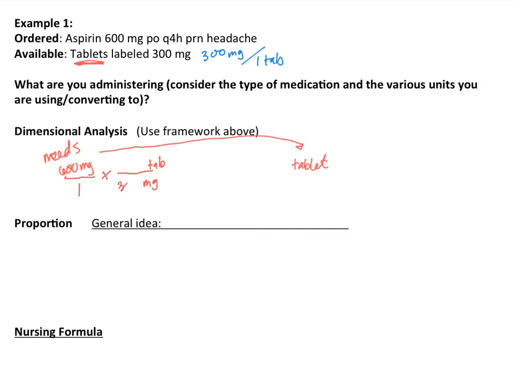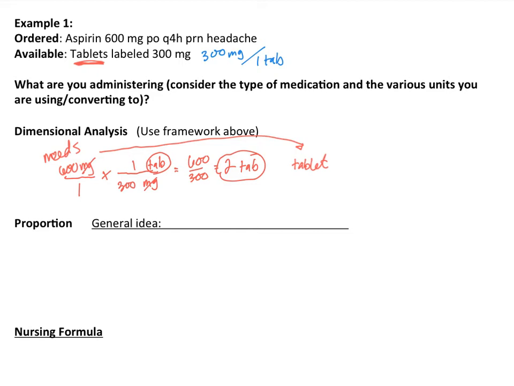There are 300 milligrams in one tablet. If I multiply by 1 over 300, I see milligrams would cancel. I'll be left with tablets, and I'll have 600 over 300, which is 2. The patient should receive 2 tablets. Okay, that's with dimensional analysis.